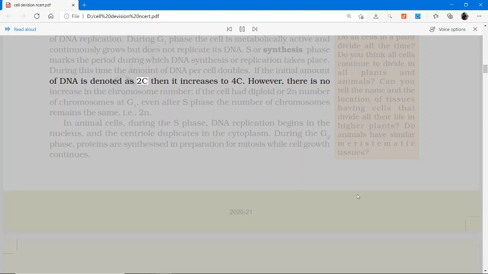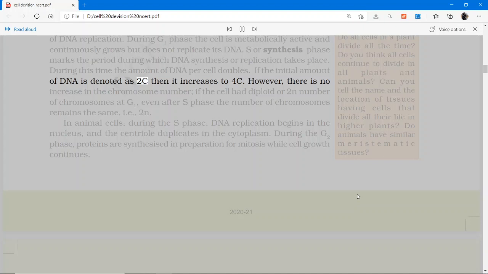How do plants and animals continue to grow all their lives? Do all cells in a plant divide all the time? Do you think all cells continue to divide in all plants and animals? Can you tell the name and the location of tissues having cells that divide all their life in higher plants? Do animals have similar meristematic tissues?